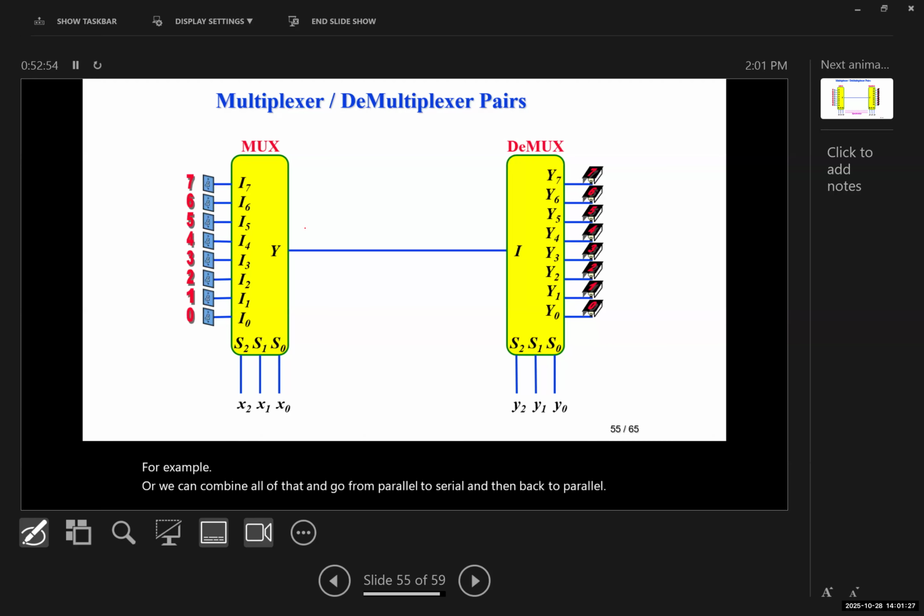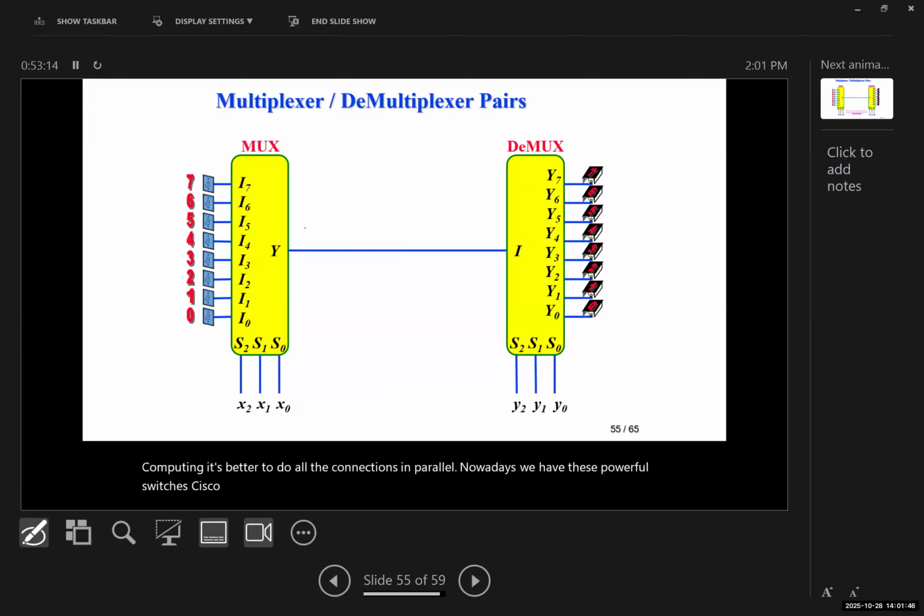It's good if the speed of the system is adequate, but if you want to, for example, use it for a data center and you need to do parallel computing, it's better to do all the connections in parallel. Nowadays, we have these powerful switches, Cisco switches, which could move like 10 terabytes per second. They have very fast speed, and this connection between these two multiplexers is a fiber optic, so the frequency is unlimited. So you can go for extremely high frequencies and be able to control.